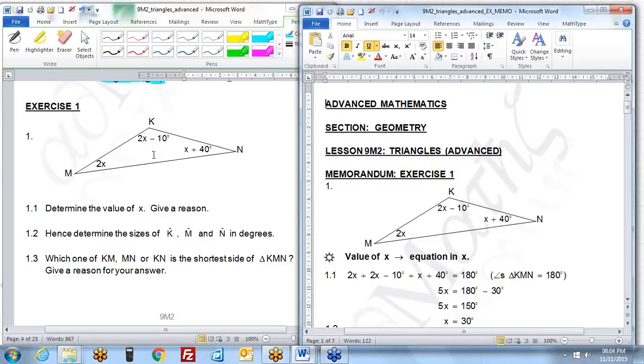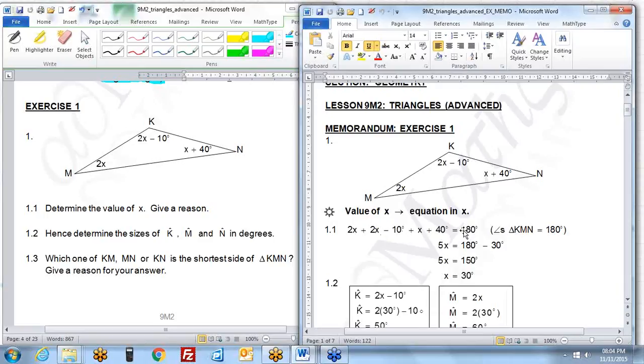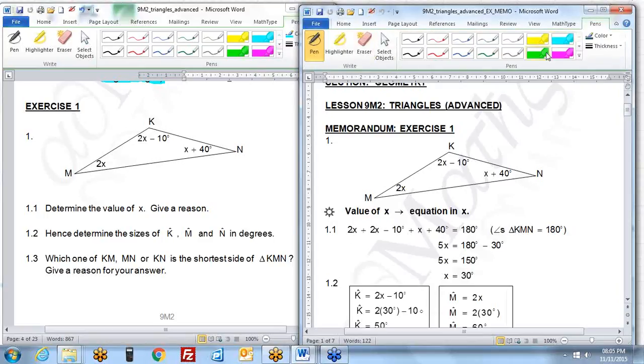So firstly, we're just going to add all three angles and equal it to 180 degrees. This equation is very important, but even more important is the reason for it: angles of a triangle. And you have to name the triangle, because imagine you have 4 triangles that are overlapping, then how would we know which one you're referring to? So you have to mention the name of that triangle, even though there's only one triangle. So angles of triangle KMN equals 180 degrees. This is very important.